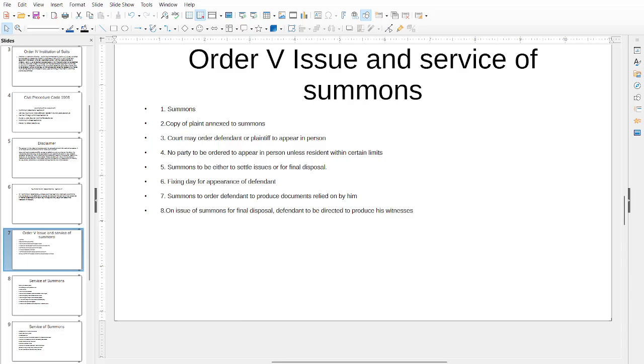The summons is, as the name itself makes clear, while issuing the summons to the defendant, it's the responsibility of the court and also the plaintiff to inform the defendant that there is a suit which has been filed and there are claims 1, 2, 3, 4, 5.